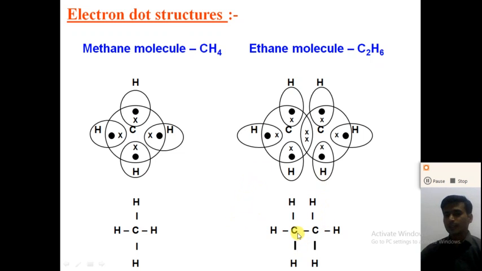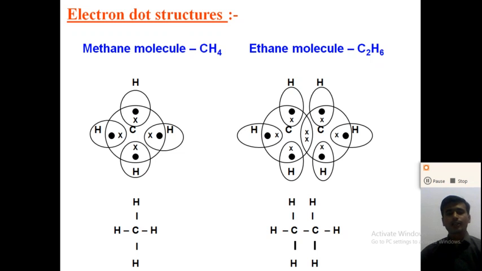So here, one electron of this first carbon atom makes a covalent bond with the other carbon atom. The other 3 electrons of the first carbon atom make covalent bonds with 3 hydrogen atoms, and the other 3 valence electrons of the second carbon atom make covalent bonds with the other 3 hydrogen atoms, and the ethane molecule forms, right?